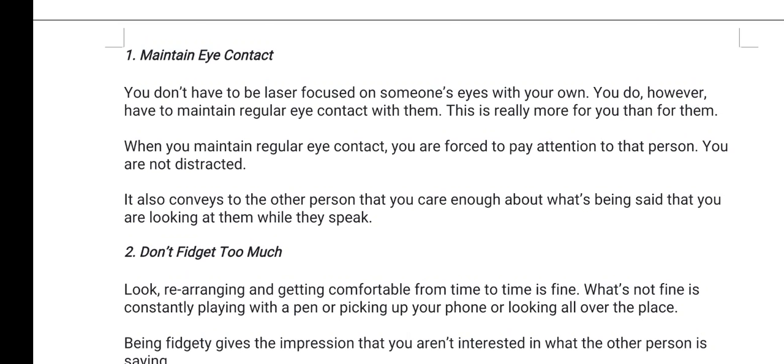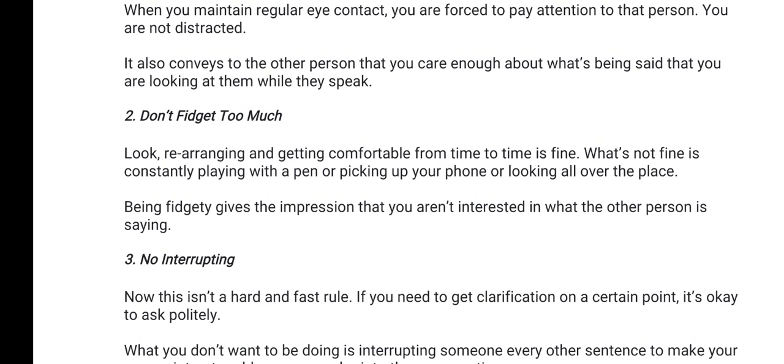And next is don't fidget too much. Fidget means to make movements, especially of hands and feet, out of nervousness or impatience. So, if you, being the listener, rearrange your position, move your hands and feet too much, and keep on changing your position, then that is going to distract the speaker and the speaker won't be able to interact with you properly.